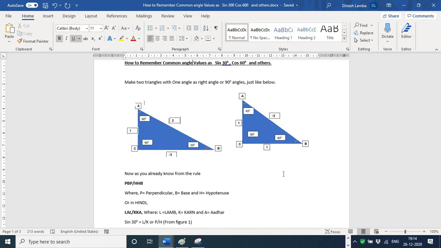Now here from the second figure, tan 45 will be 1 upon 1 because 1 is the perpendicular and 1 is the base. For tan 45 the rule is P upon B, that is perpendicular upon base. So tan 45 will be 1 upon 1 and sin 45 will be perpendicular upon hypotenuse, that is 1 upon under root 2.